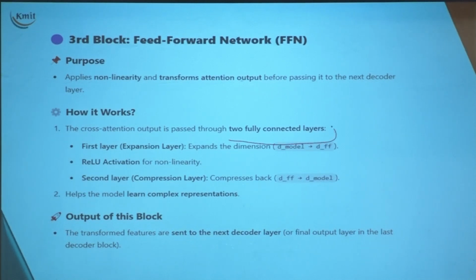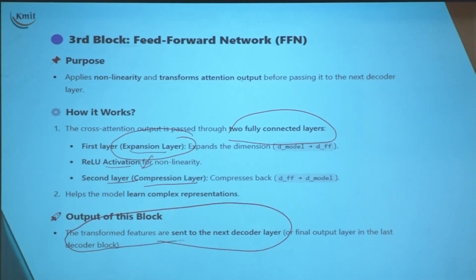Okay. Now finally, what is that block? Feed forward, where we have 2 connected layers. FC1, ReLU, FC2. The first one is called expansion. Apply ReLU to that and then go for compression. So what is the output of the FFN block? The transformed features that are sent to the next decoder layer. What do you mean by next decoder layer?